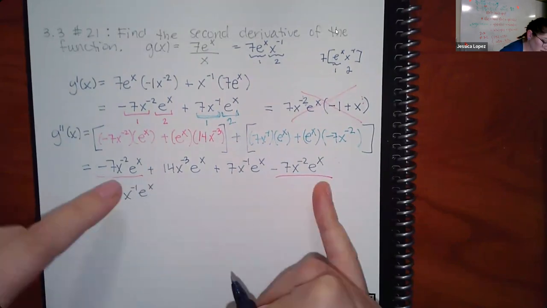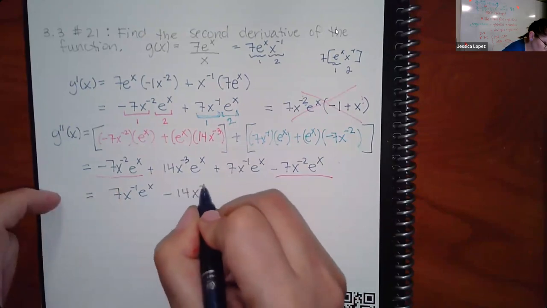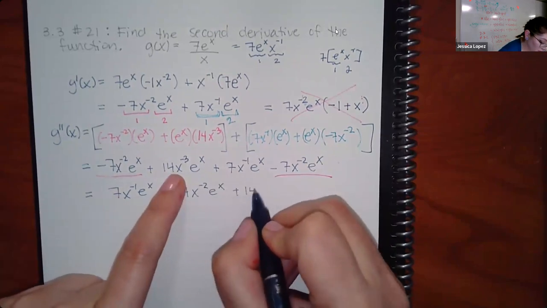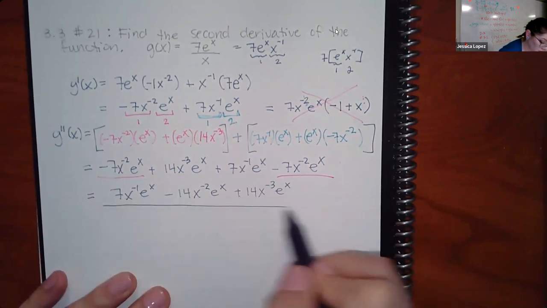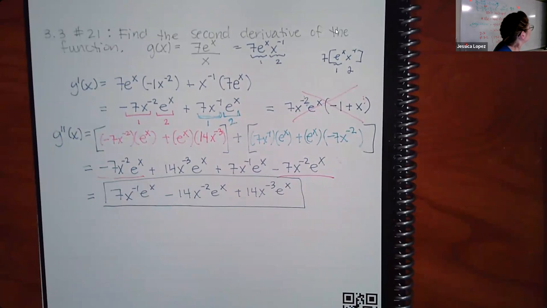then the x to the negative 2s, which I'll have negative 14 of those, and then the x to the negative 3s. And so we get this guy there. And you could try to factor it if you want to, but I think if you just type in all three terms, it should accept it in WebAssign.